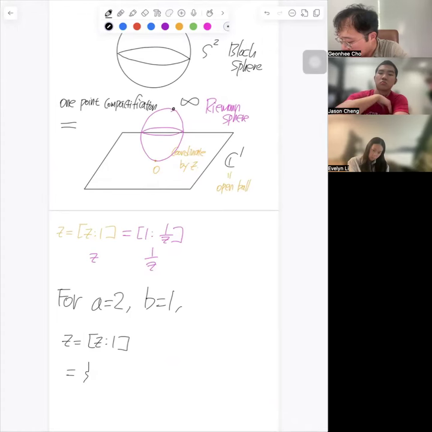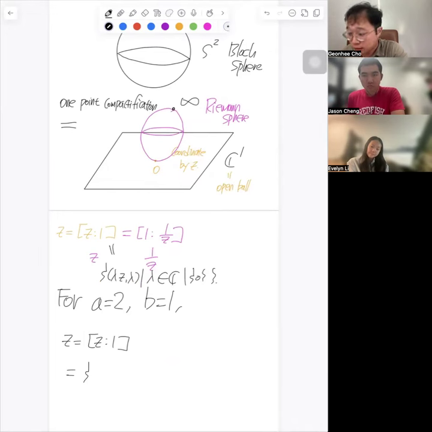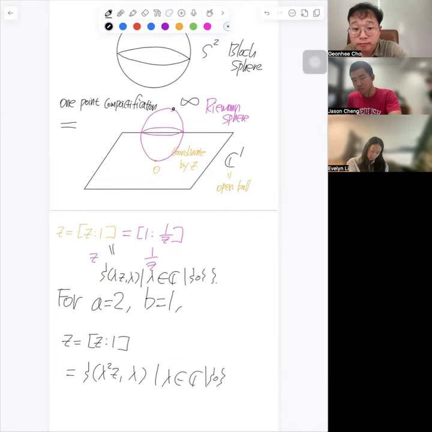So previously, this guy was defined by what? Lambda z comma lambda. Do you agree? Lambda was an arbitrary complex number except 0. This is the definition. Are you with me? But now it's just changing. So it is lambda squared z comma lambda. Are you with me? Because now the exponent plays a role. So let me just put a different color. So this A is now 2.